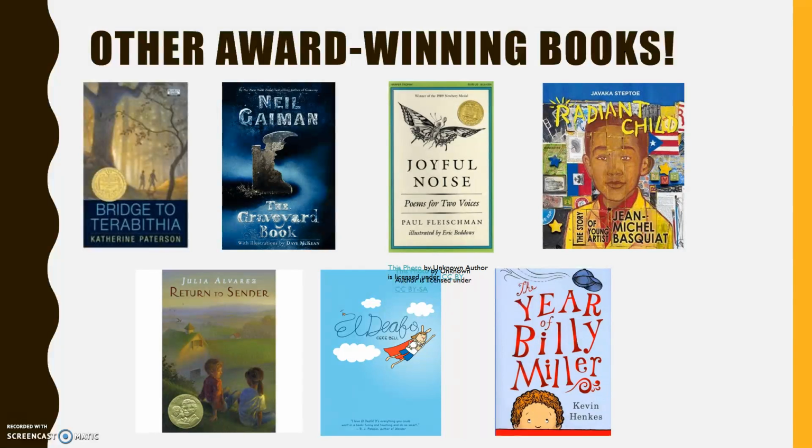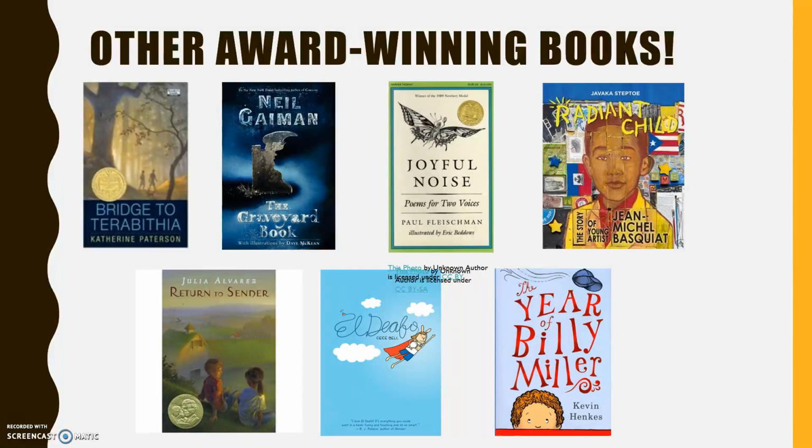Radiant Child is a biography written about an astounding artist in the 1980s known as Jean-Michel Basquiat. This book, written by Javaka Steptoe, received the Caldecott Medal in 2017. As this story recalls Jean-Michel's childhood, it reminds readers that it is never too early to start dreaming.